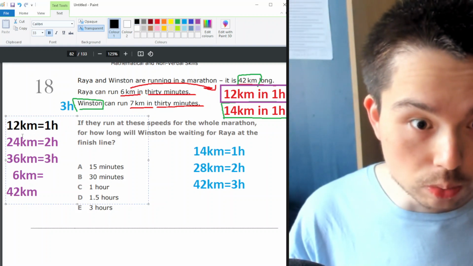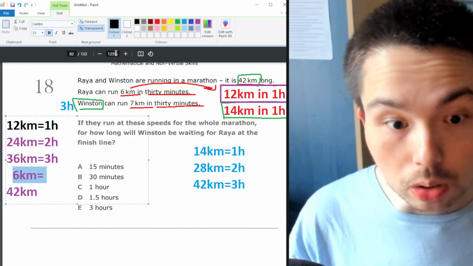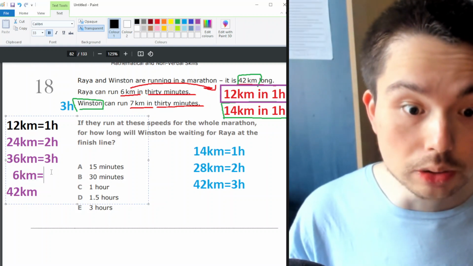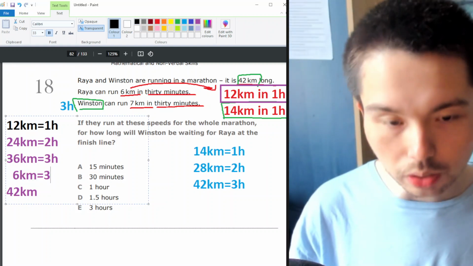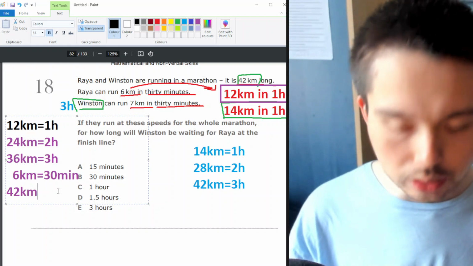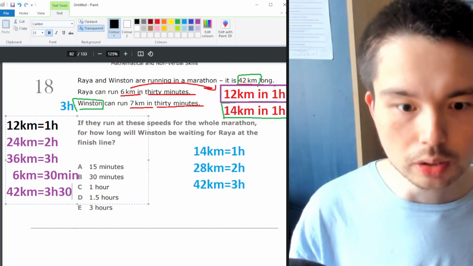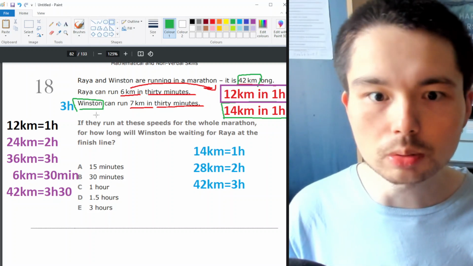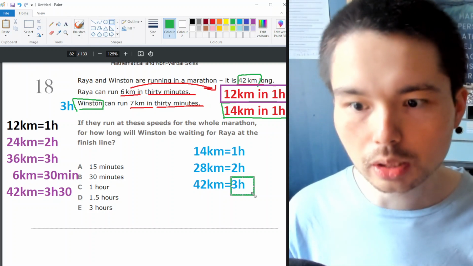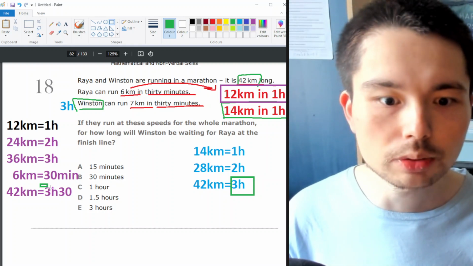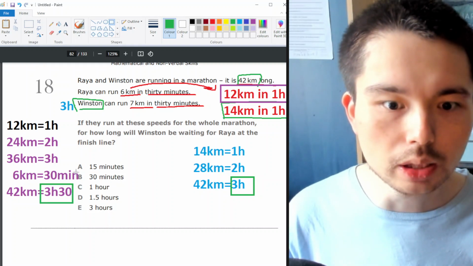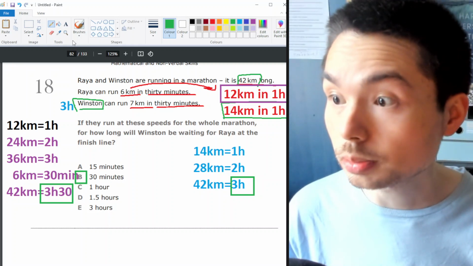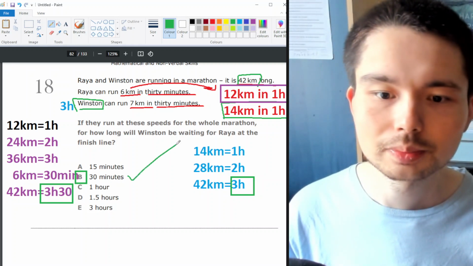Let me put it in black. 12 is 1, so 6 kilometers is what? Well, look how we go from 12 to 6. We divide by 2. So here, 1 hour divided by 2 is 30 minutes. So really, it takes Raya 3 hours 30 to run. So really, what's the difference between the time? Because we know this dude, Winston, finished before. So 3 hours for him, and then Raya 3 hours 30. So really, Winston will be waiting for half an hour. Good stuff. I hope he puts that half an hour to good use. Next question.